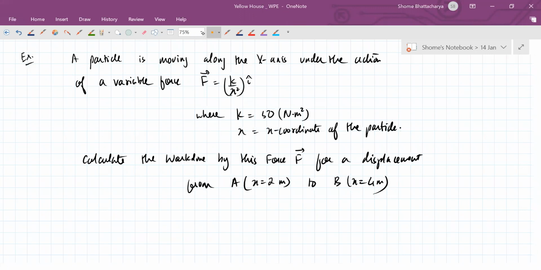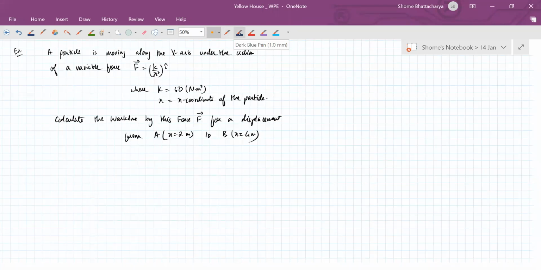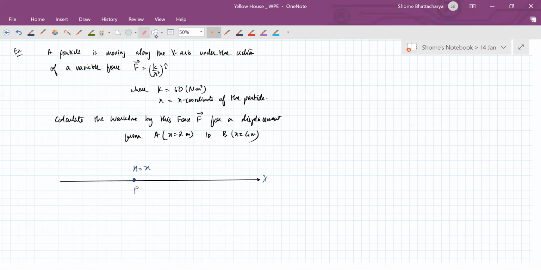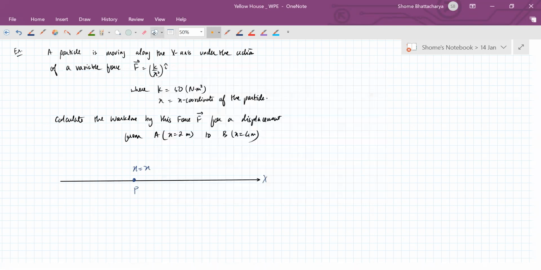All right, so let's check out the answer. Tantresh, we have got 12.5 joules. So let's understand this. So let's say when the particle is somewhere on the x-axis, its instantaneous location is here at x equal to x. So the force acting on the particle at this instant will be like this. It will be along the positive x-axis, but it will have a variable magnitude. The instantaneous magnitude of the force along the x-axis is k by x square.